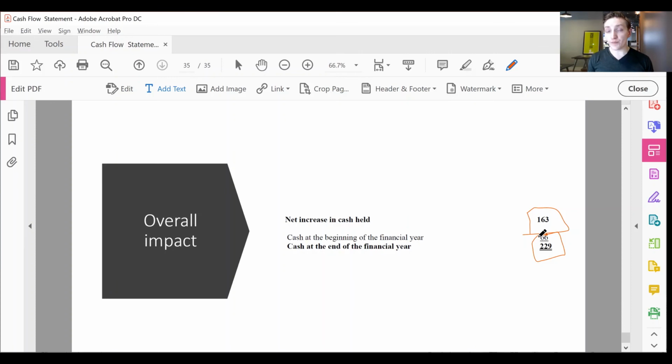So I very much hope that this has given you an idea about how you would construct cash flow statements within the context of an extended example.